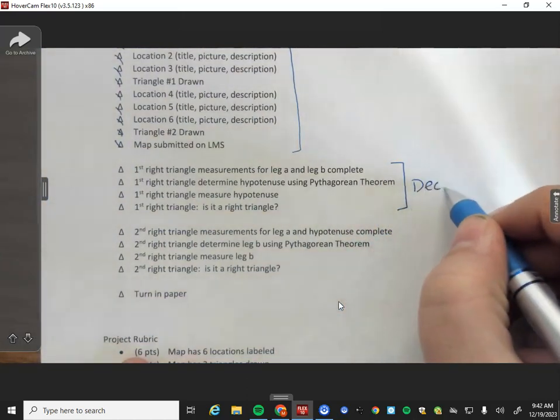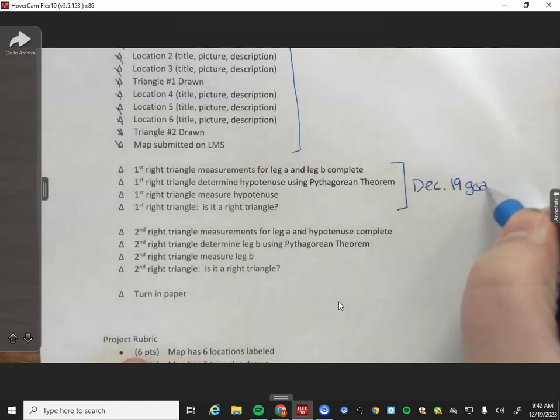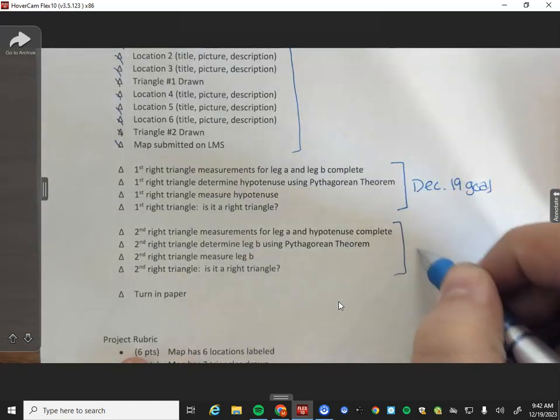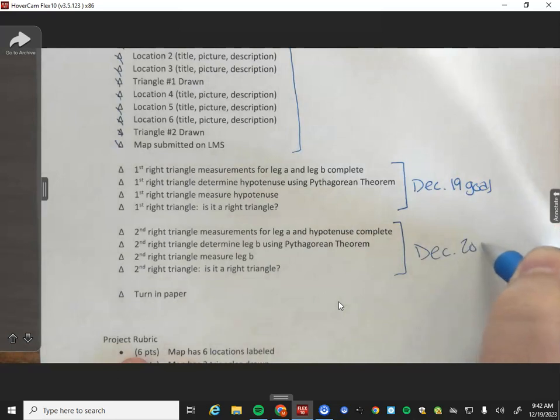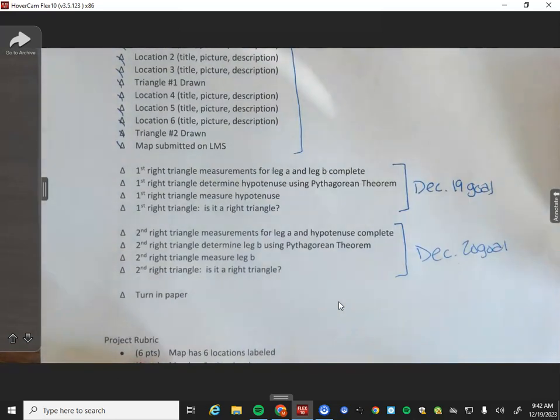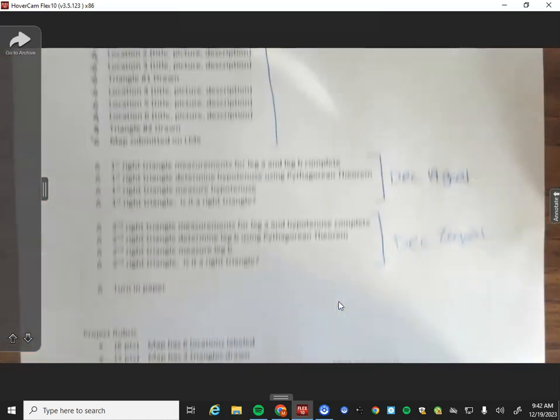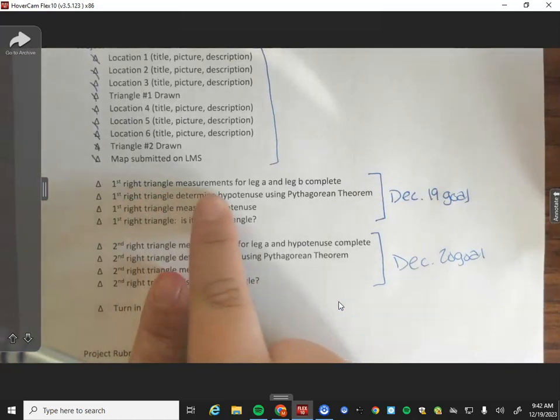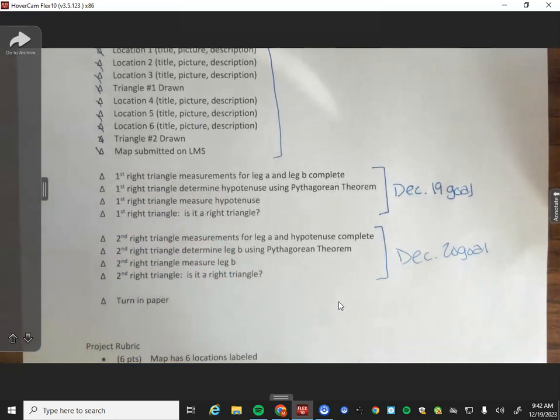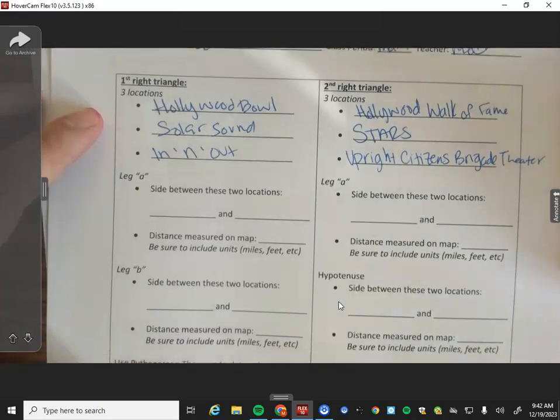This is the December 19th goal. And then December 20th goal. Okay, and then there's a rubric for your projects down below. Today our goal is to make all of our first right triangle things done. So under the first right triangle, we want all of that to be done.